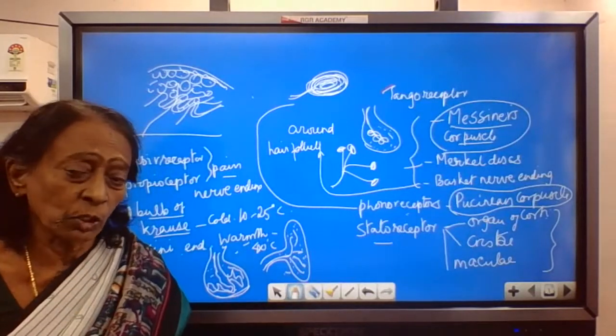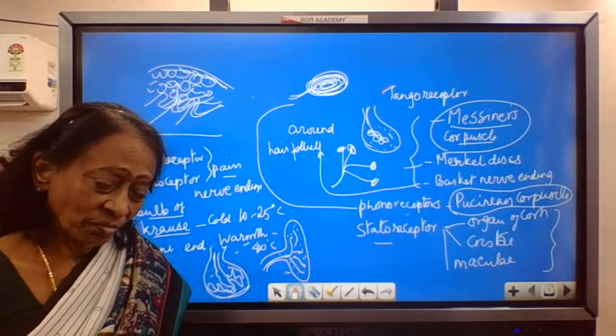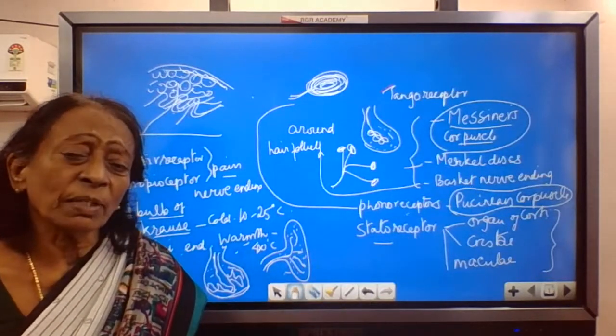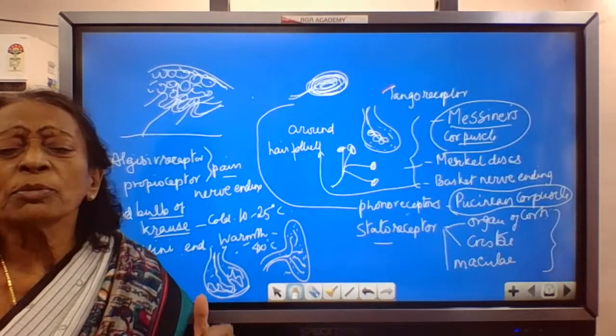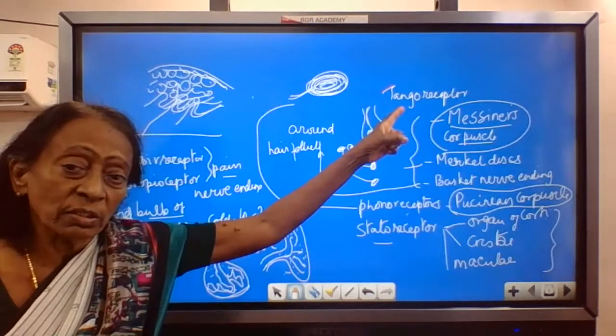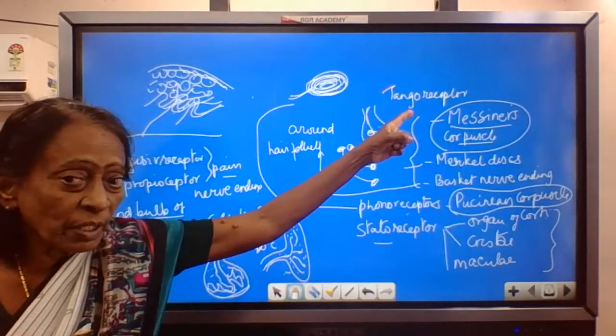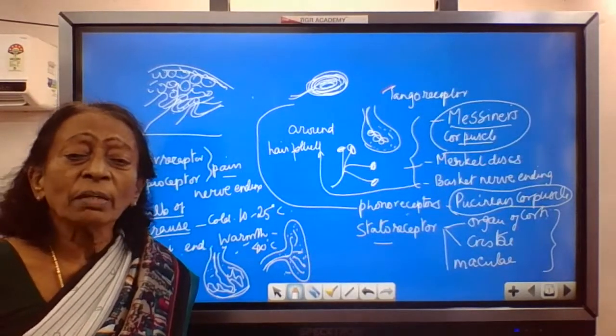You can be given a multiple choice question. Among the given receptors, which one helps to feel pain, or which one helps to feel temperature? Which one feels heavy pressure and light pressure? Meissner's corpuscle: light pressure. Pacinian corpuscle: heavy pressure. Remember that, because they can mix you up.